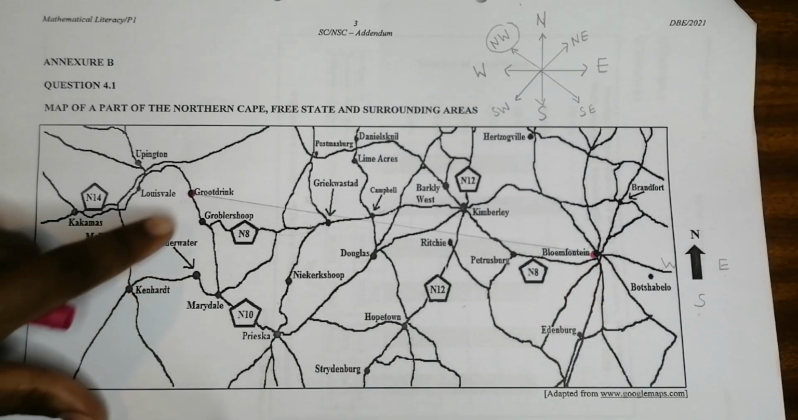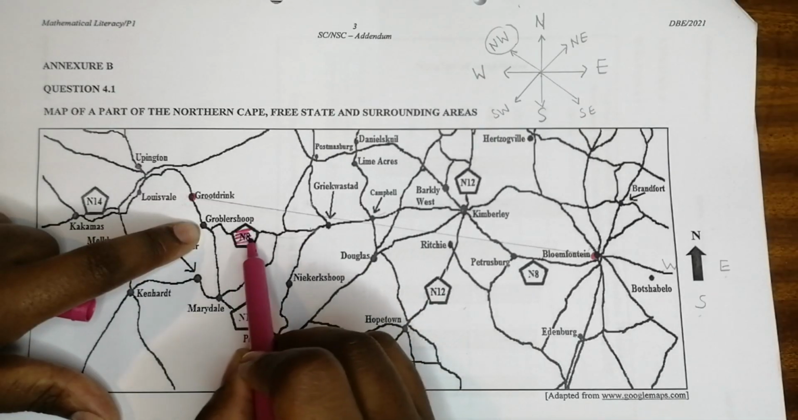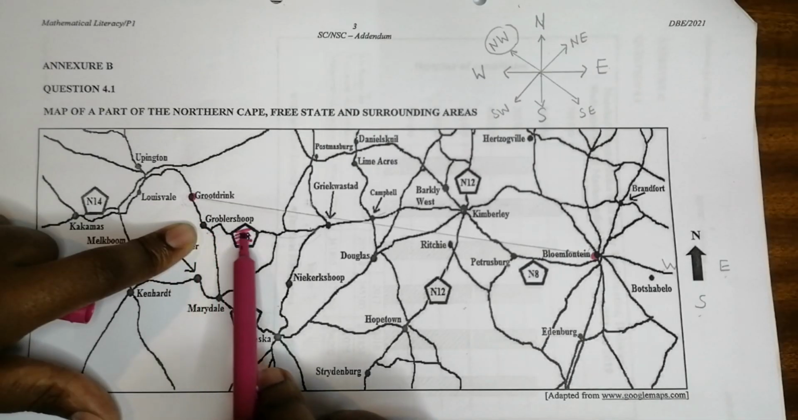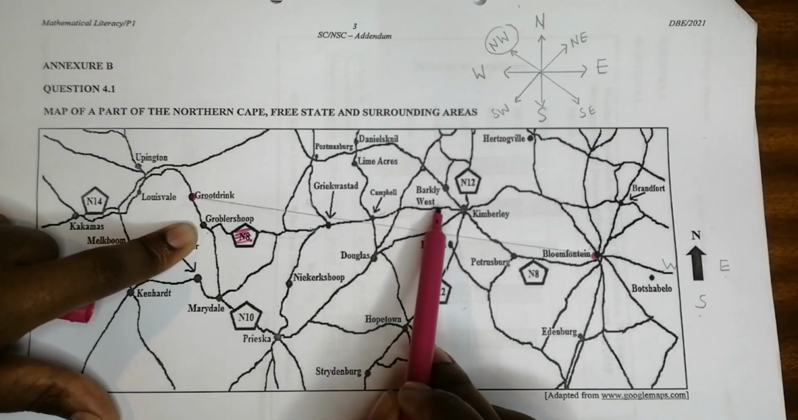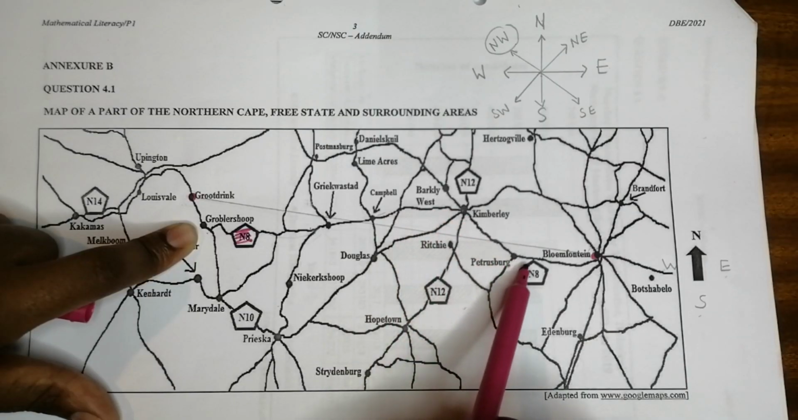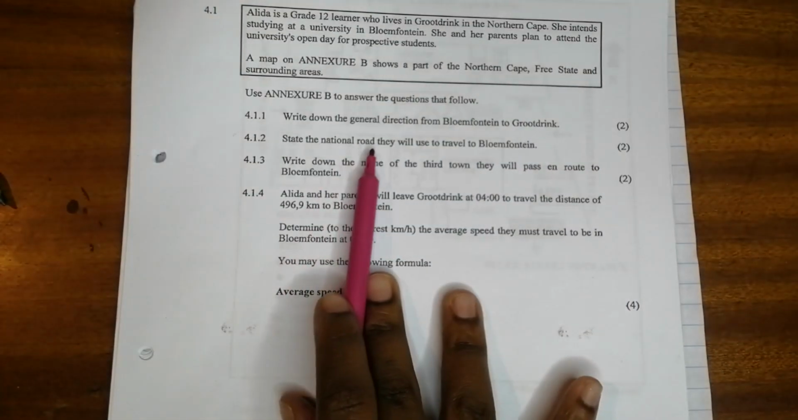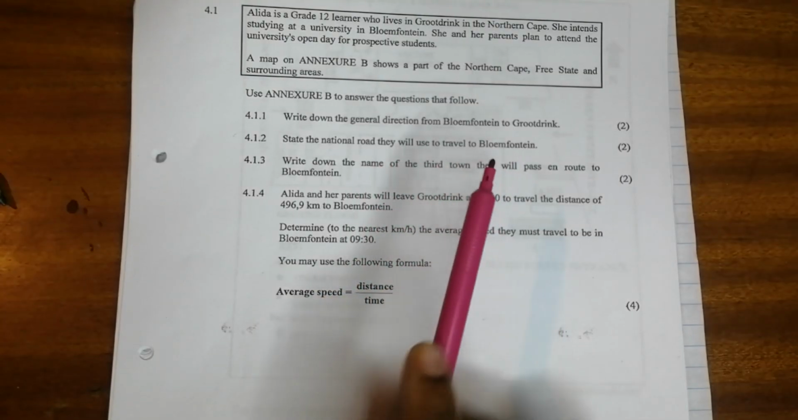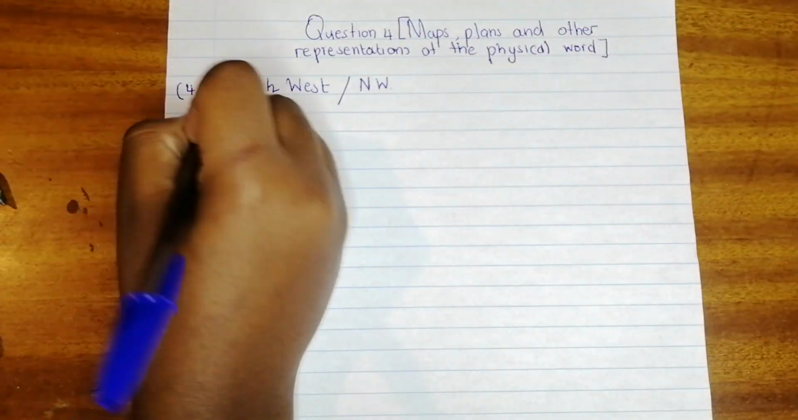The road that we can see from here is the N8, right? We go from Hobler's shop and then we move, and we still see that it's the N8. So the national road that they will use to travel to Bloemfontein is the N8. So that is 4.1.2.